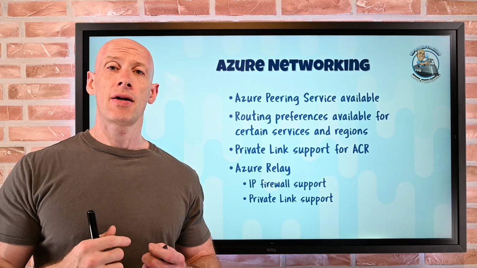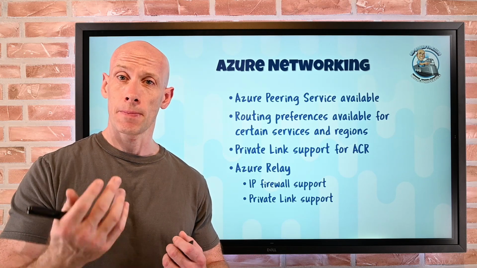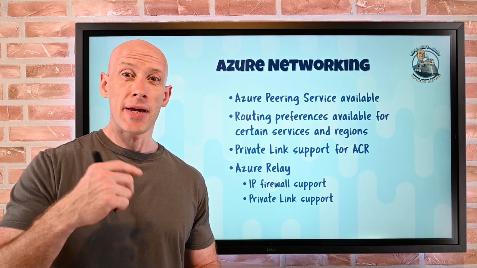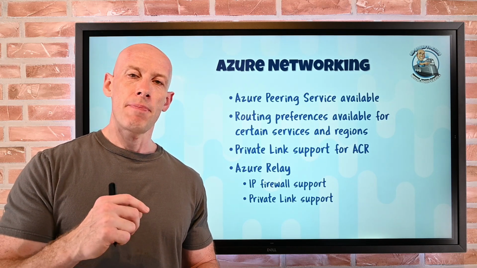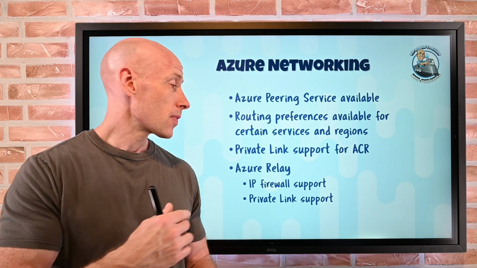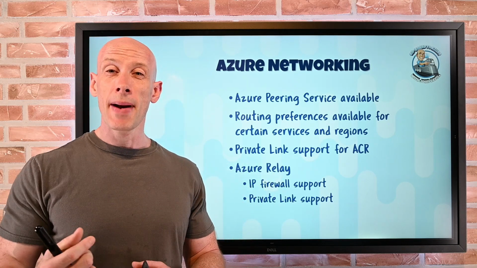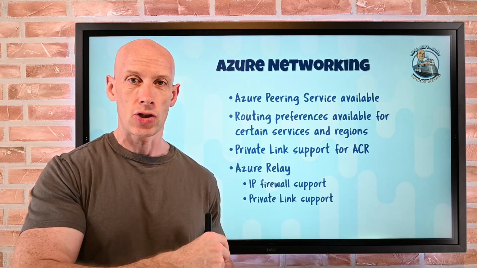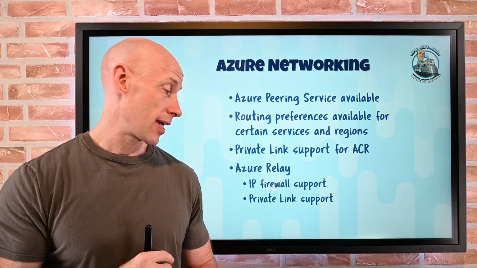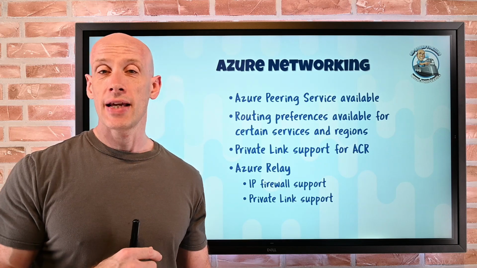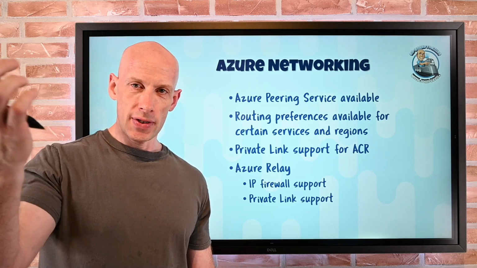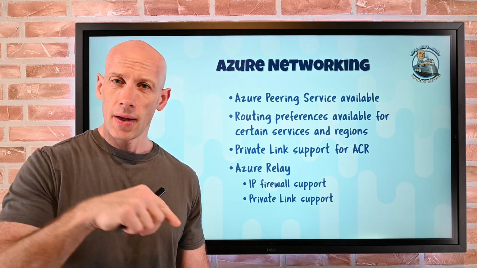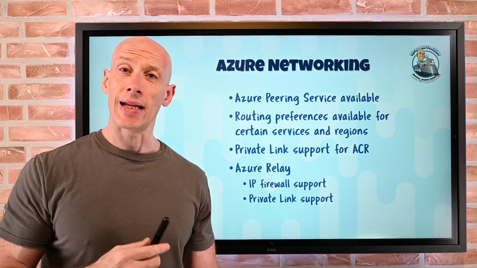Now, ordinarily that is secured through authentication. But now with this IP firewall, I can also specify IP addresses and IP prefixes, and only allow those through. So you could imagine I could now be a lot more controlling and say, look, only if it's coming from these on-prem locations or this ExpressRoute connection. And this has Private Link support as well. So that service can inject something into my virtual network, and that's how I interact with an Azure Relay namespace.